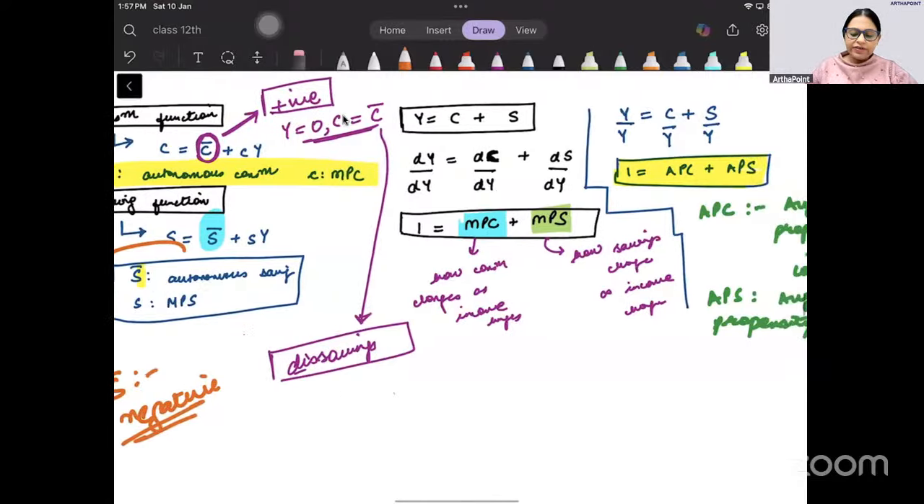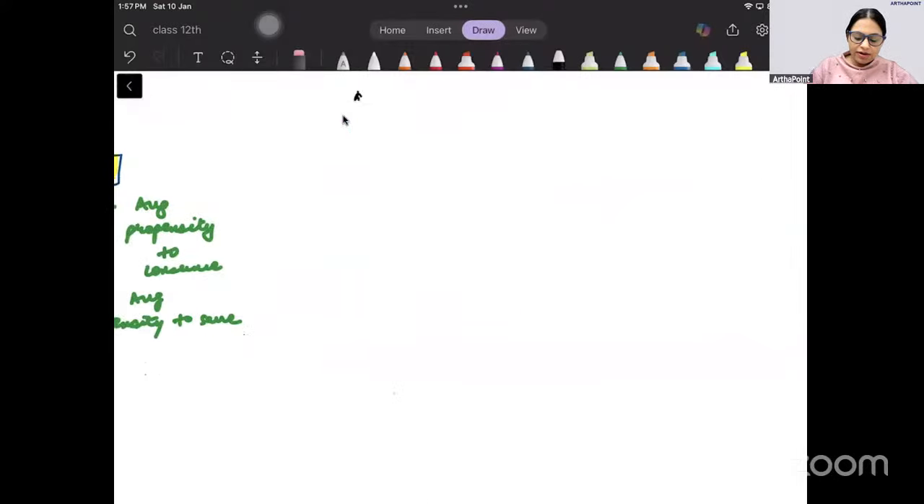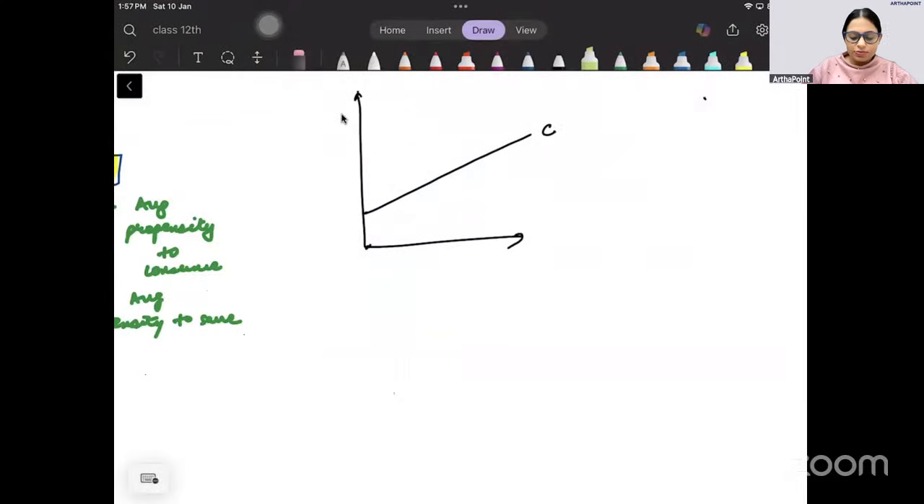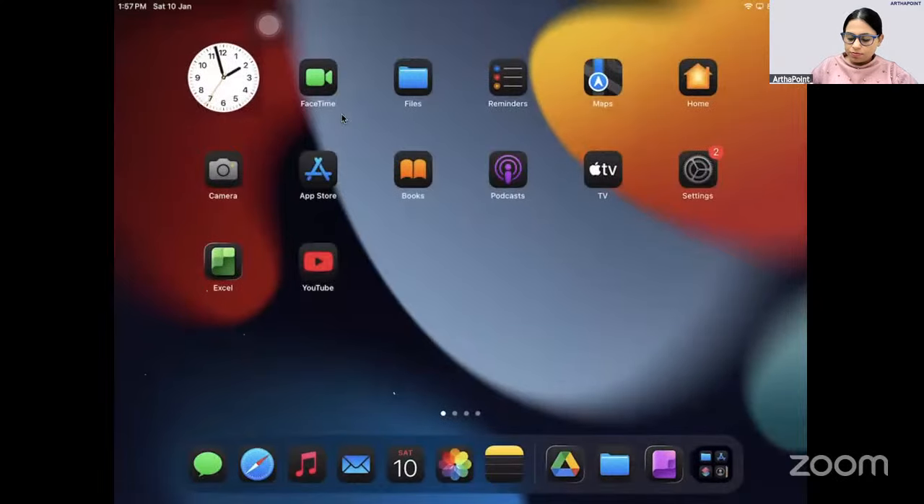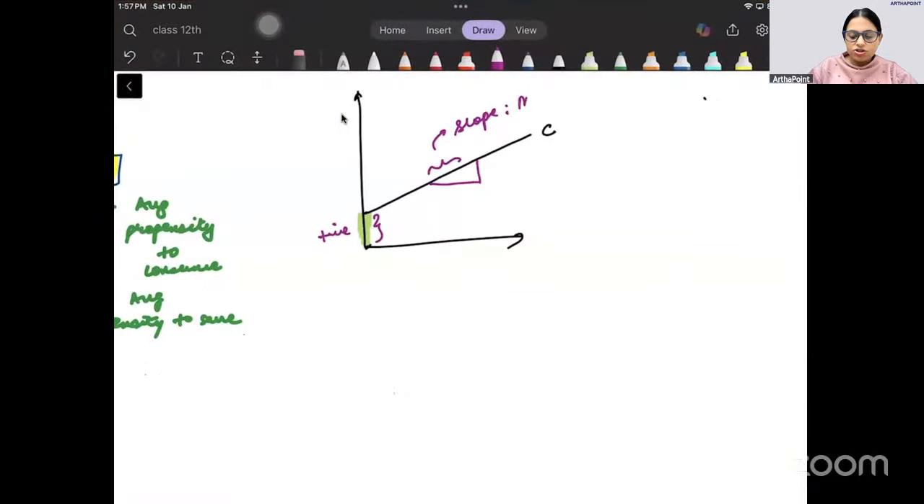So when we make a graph, what do we get? If this is my consumption, let's just focus on consumption. This C bar aspect will be positive. And its slope will be called marginal propensity to consume.